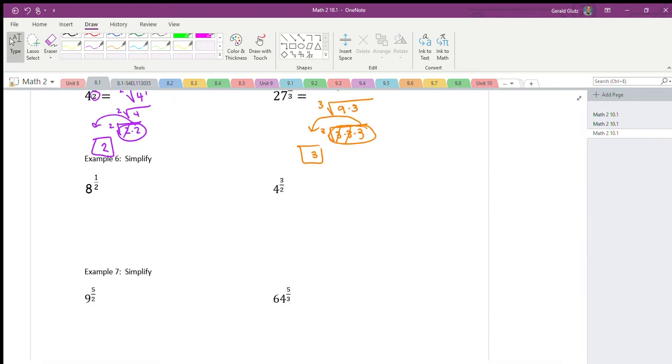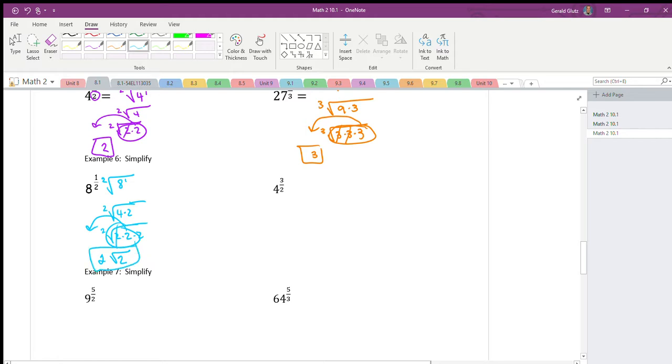For example 6, we've got 8 to the 1/2. So that's like saying the square root, or the second root, of 8 to the 1. So I'm looking for 2 of the same number. So 4 times 2 is 8. 2 times 2 is 4. So I got 2 2's. One goes away, the other one comes out. And I still have that 2 left on the inside. So a 2 will be on the outside, and then 2 stays on the inside.